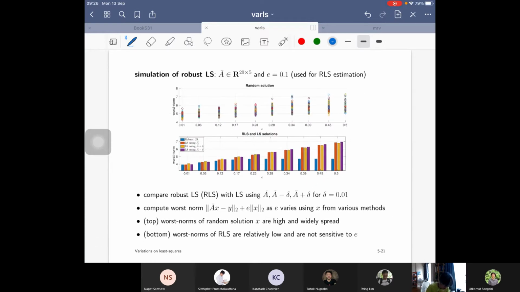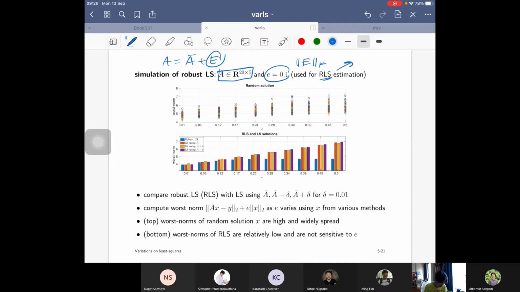Now let's take a look at the result. What I do is, I generate A as the nominal value plus some error. The error term I generate randomly, but I control the size of the error to have Frobenius norm 0.1, small e. My nominal value is fixed, deterministic, and has a size of 20 by 5.